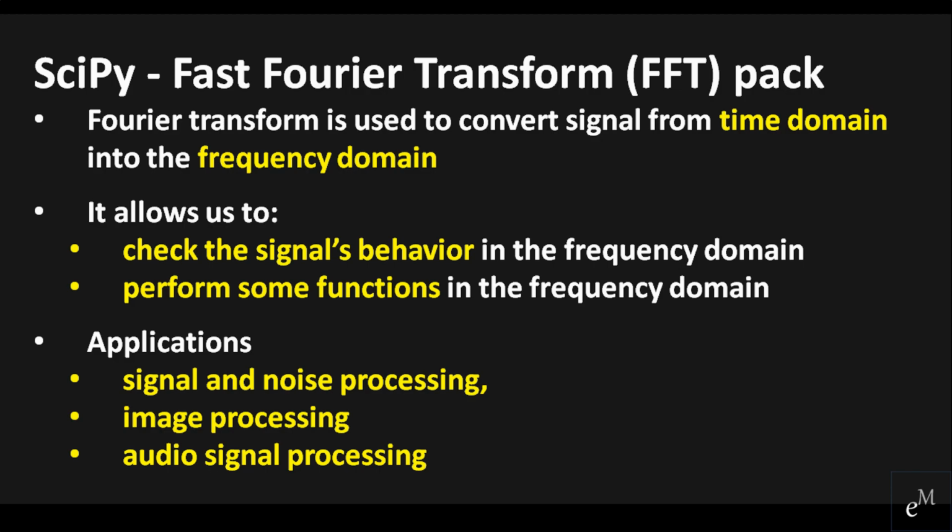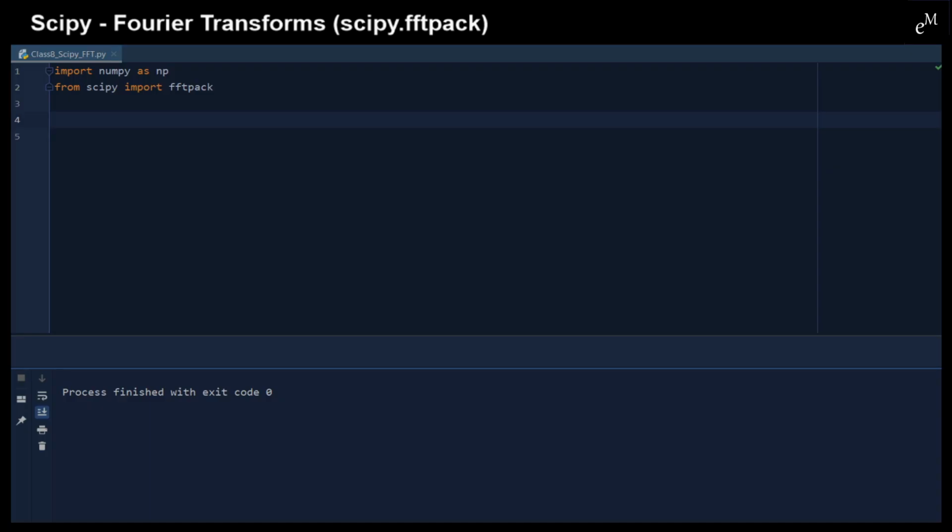Because of such powerful capability, Fourier transform finds its application in disciplines such as signal and noise processing, image processing, and audio signal processing. And SciPy offers an FFT pack that allows us to compute the fast Fourier transform. In this video, I will create a sine wave with random noise, and then I will show you how to remove the noise in the frequency domain by using the FFT pack.